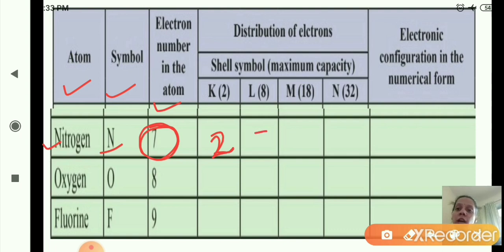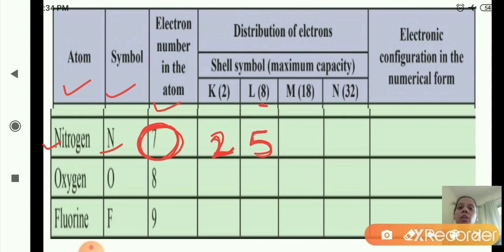So that we will arrange in L shell, because the maximum capacity of L shell is 8. So we can arrange till 8 electrons. So now only 5 are remaining. Among these 7 electrons, 2 we arranged in K shell. So 5 electrons are remaining, that we will arrange in L shell. Okay, so 2 plus 5, that is 7 electrons.